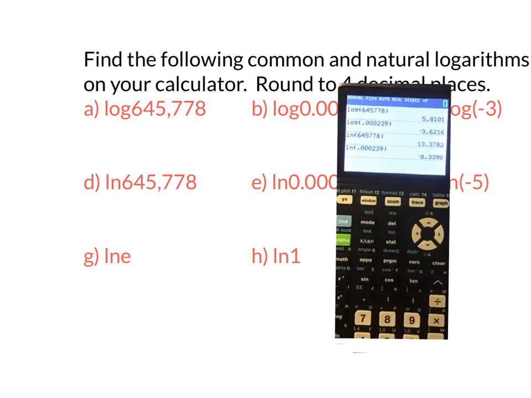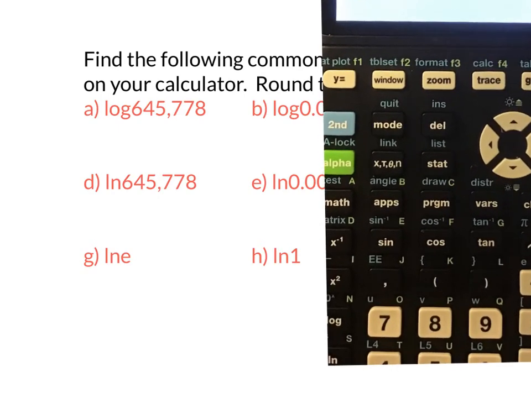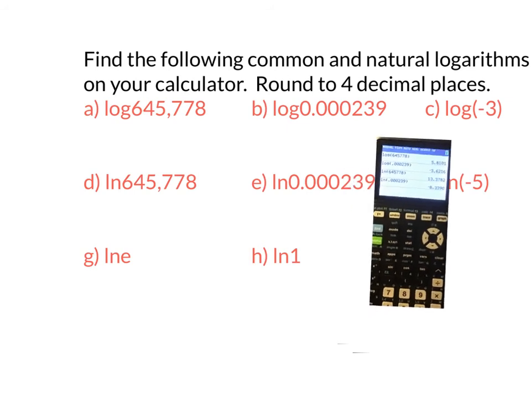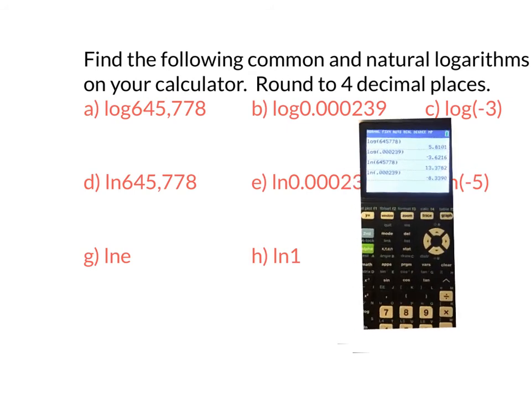And if you look at your calculator, above the log button, it says 10 to the x. Above the natural log button, it says e to the x. And that's why.